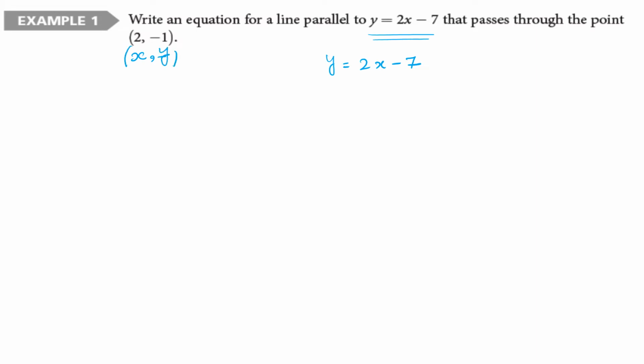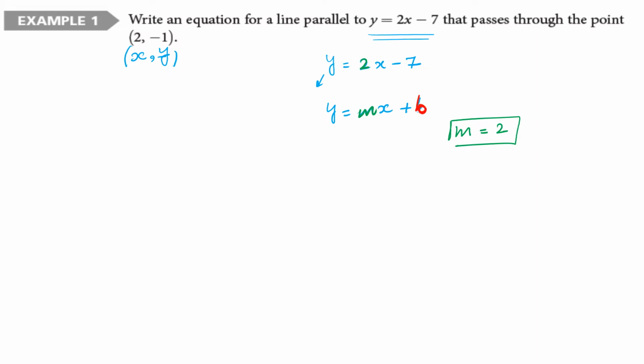Okay, now compare this equation with our equation of line and determine what is the slope. So you can see that in place of m, 2 is written, which means that the slope of the line will be 2, and the parallel line will have the same slope, so it will stay as it is. After this, we need to determine the value of b.